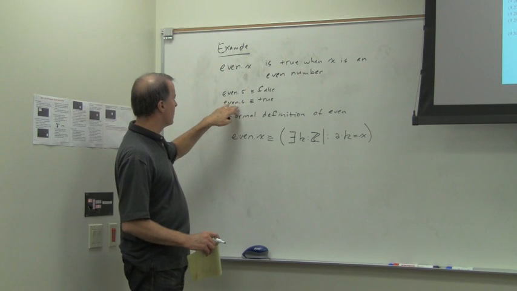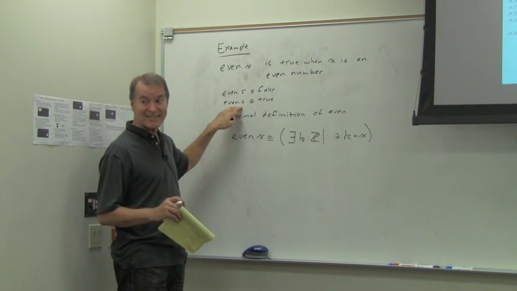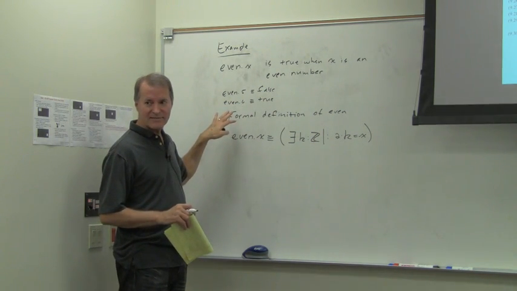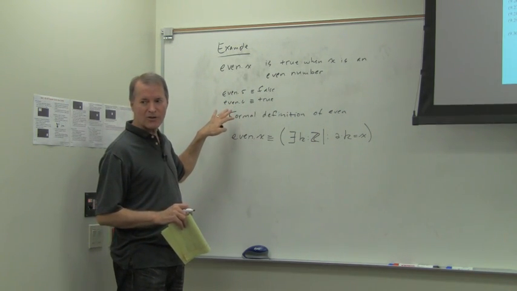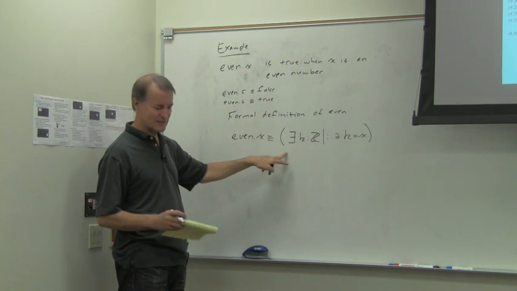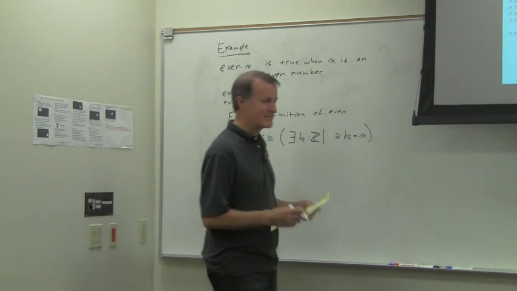So why is even dot 6 true? Because 3 exists. How about even dot 24? Even dot 24 is true because 12 exists. Are you with me? Does everybody understand this? Okay, so that's good. All right.